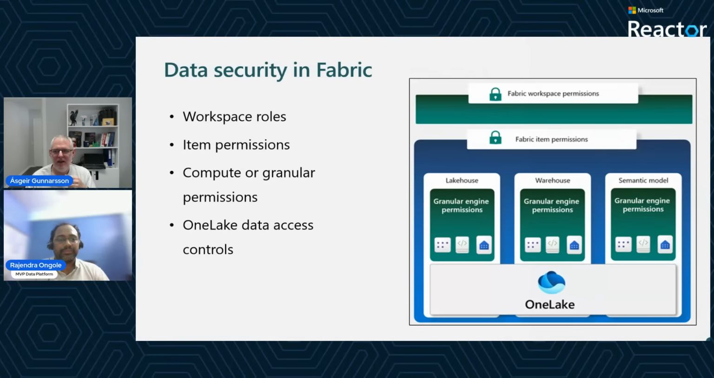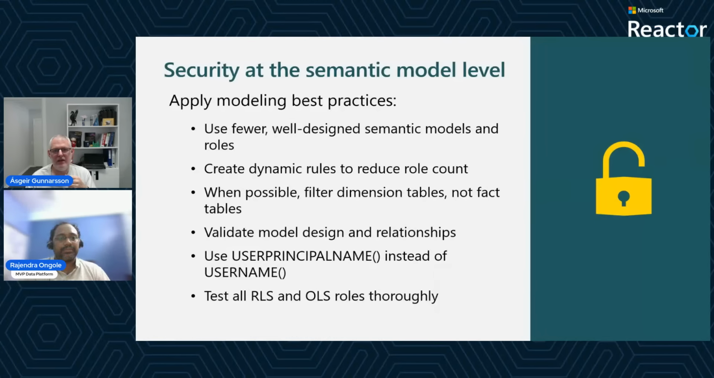On the semantic model level, if you want to create some security, which is typically going to be row-level security, it's a best practice to minimize repeated things. If you don't want to create the same role over and over and over, you should try to use as few models as you can. That is not to say that you should use one model to cover them all, but at least as few as you can, and then try to use dynamic roles as much as you can.